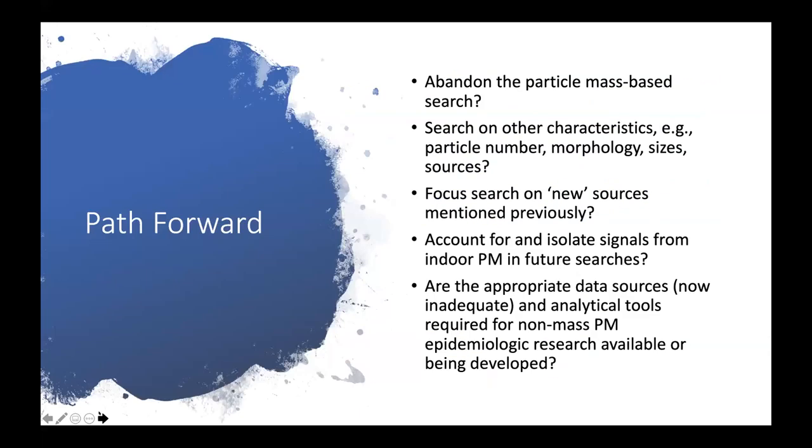So what is the path forward? Jason mentioned several of these. Do we abandon this particle mass-based search? Do we search in other characteristics, for example, particle number, morphology, particle sizes, sources? Do we focus on these new sources mentioned previously by Frank? And can we account for and isolate signals from indoor PM in future searches, distinguish between indoor and outdoor, and try to disentangle those signals?